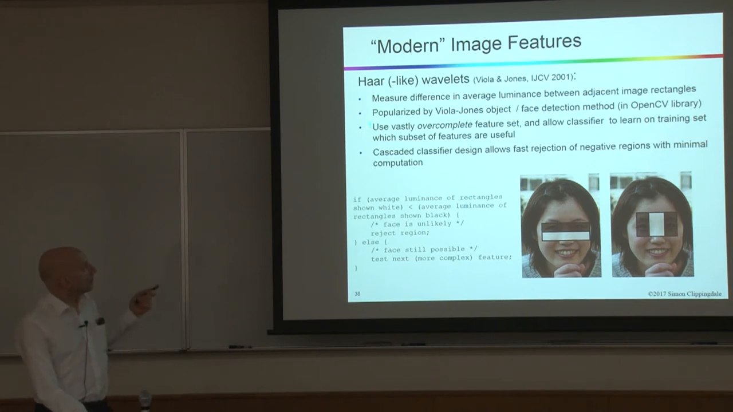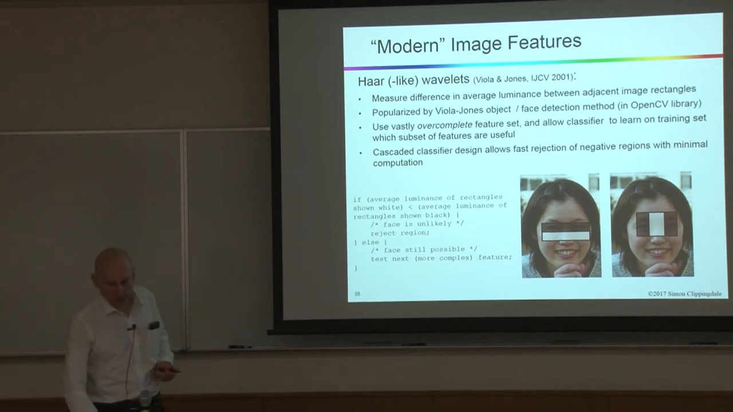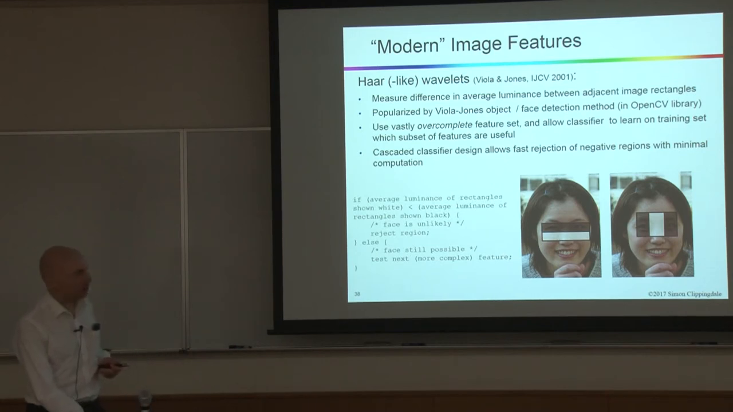So the difference between this set of features and a lot of other feature sets is that this one is vastly overcomplete, which means that there are way more features than you would need to be able to reconstruct the image, but this isn't used for image reconstruction. So the classifier will subsequently learn which of these features are useful. So this is a more modern image feature, or a more modern approach to detection than some of the earlier ones.